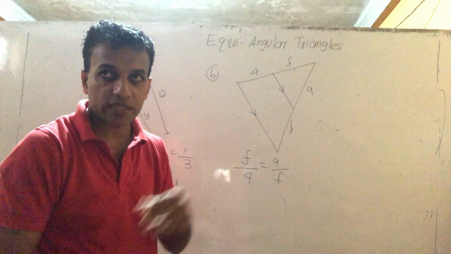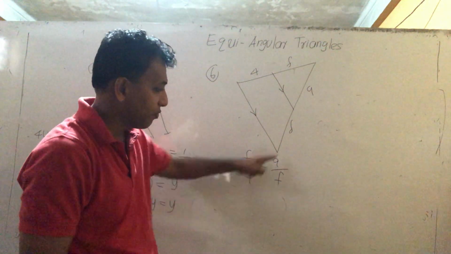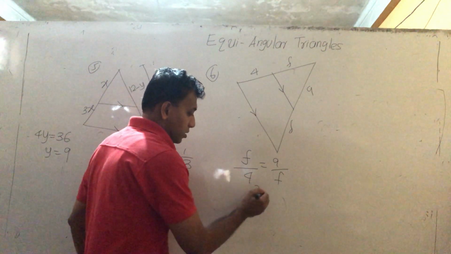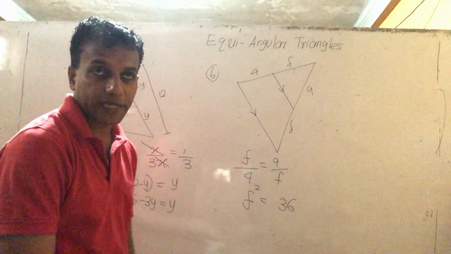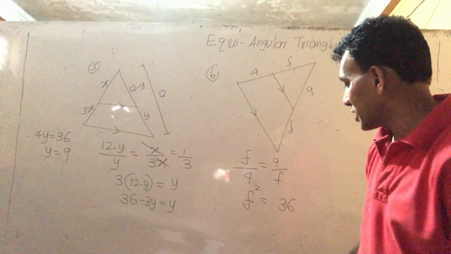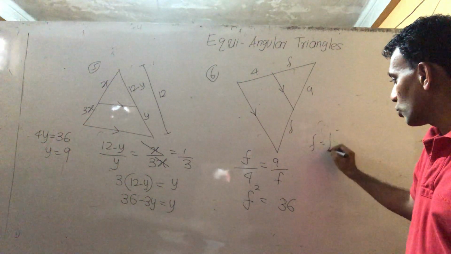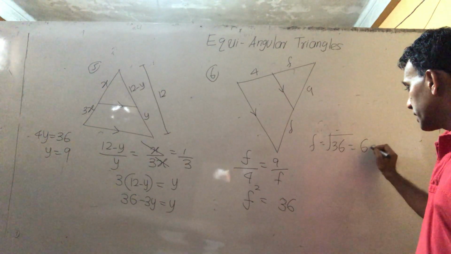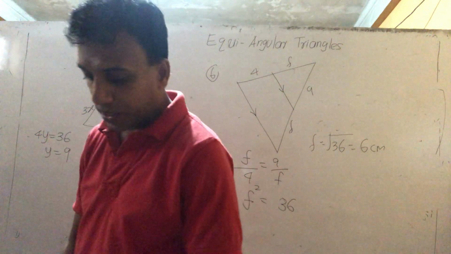So correct it once again and complete it. Cross multiply: F times F is F square, 9 times 4 is 36. So F square is 36, which means F equals plus or minus 6, but here no negative value. We won't measure negative distances for lengths of sides. So the answer is 6 centimeter. F equals 6 centimeter.